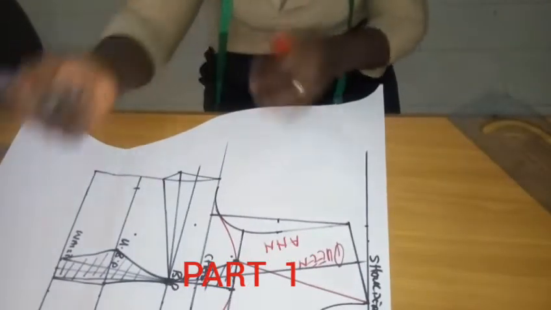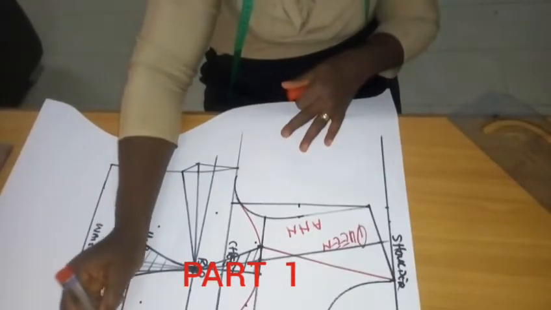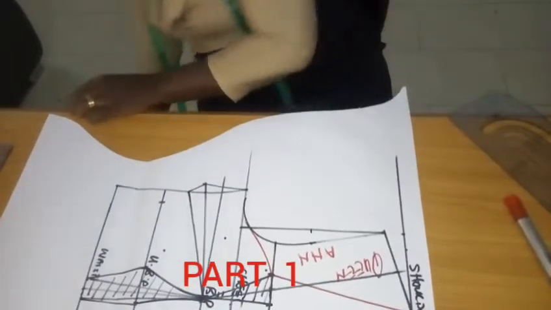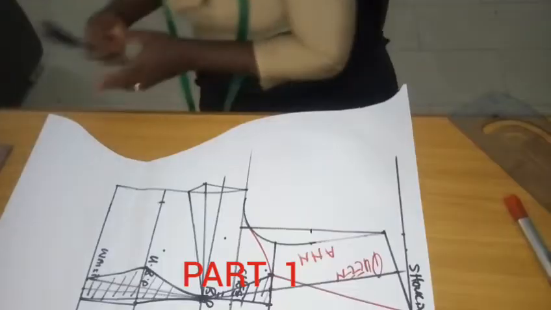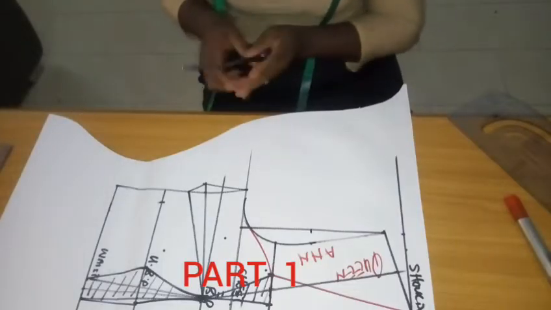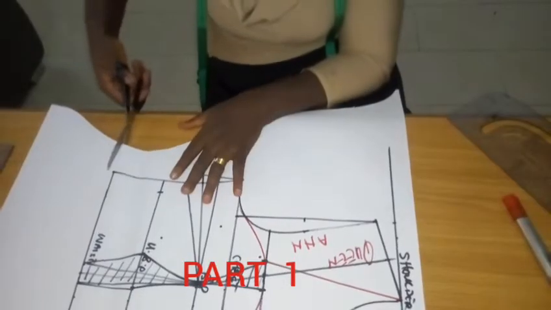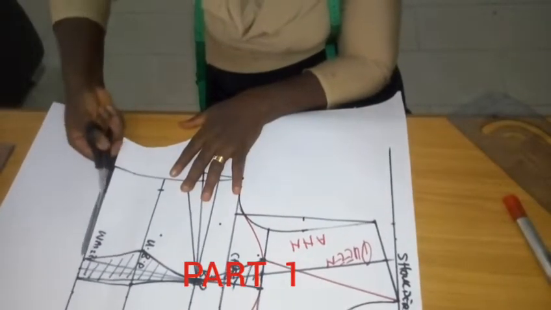What I have right here, I'm going to cut it on fold. I'm going to cut what I have here because I'm done with my Queen Anne neckline. Whatever I have right here on this pattern, I'm going to cut it now.